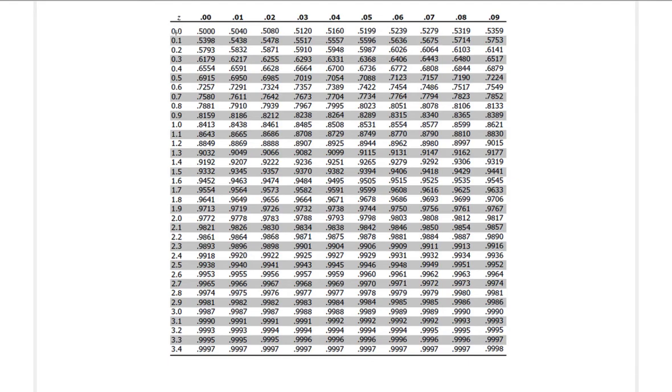Notice that the z's start from 0. This is the positive z table. You see the z's are positive here from 0 all the way to 3.4. And the z values here are also positive. These just give you the hundredths places of the z, and these give you the tenths places, right? The whole numbers and the tenths places. And you have to add these up, of course.